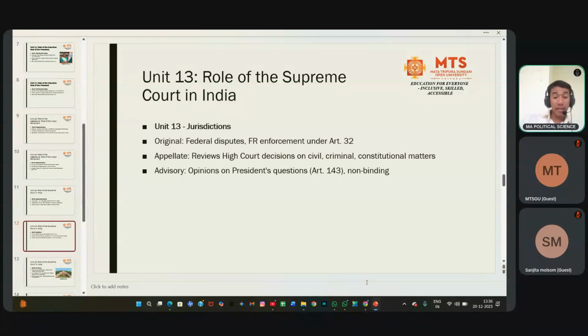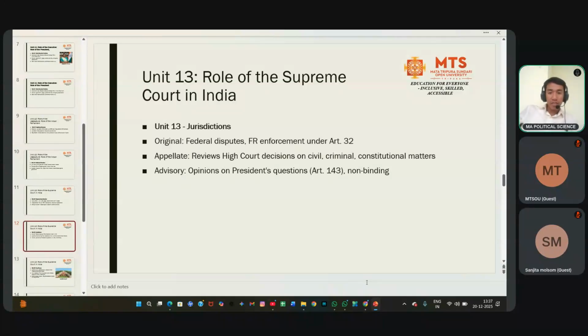Appellate jurisdiction. What are the other types of jurisdiction? What are the other things that the Supreme Court can do? Review High Court decisions on civil, criminal, constitutional matters. So the Supreme Court can review the decision given by the High Court, whether the decision given by them was accurate and correct. The Supreme Court can check the decision of the High Court whether it is civil, just a normal issue, or criminal, a very dangerous issue, or a constitutional matter, whether the laws or the rules interpreted by the High Court are valid or not.